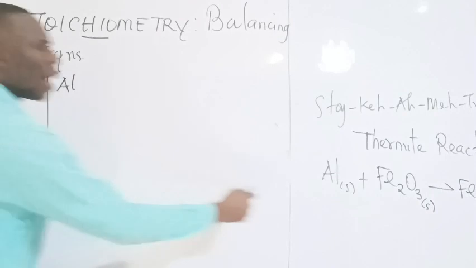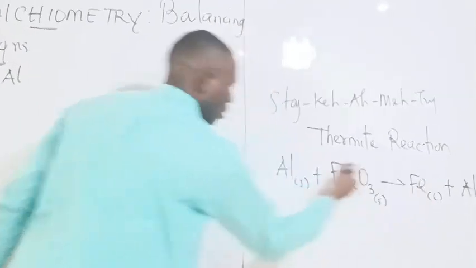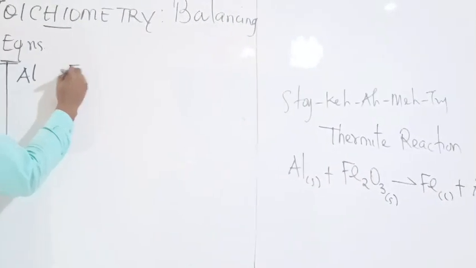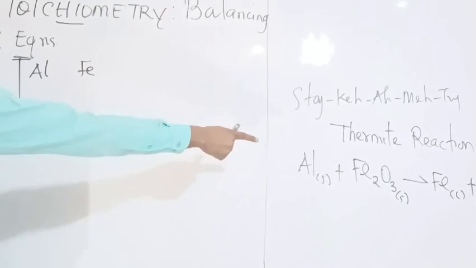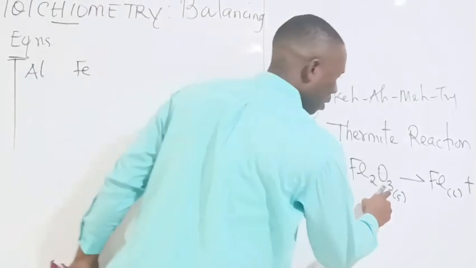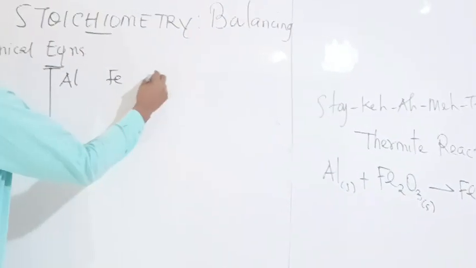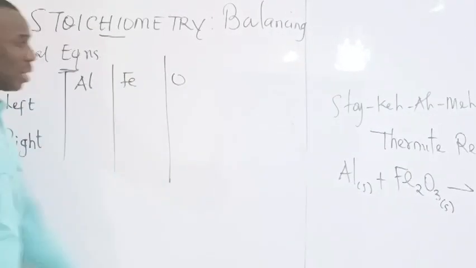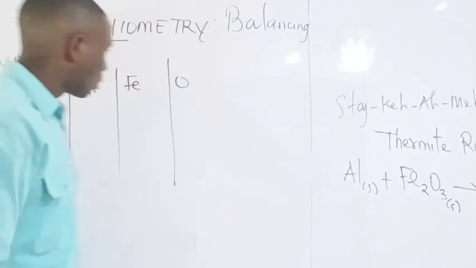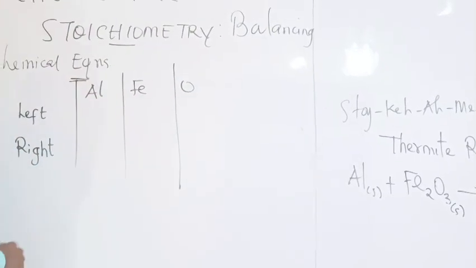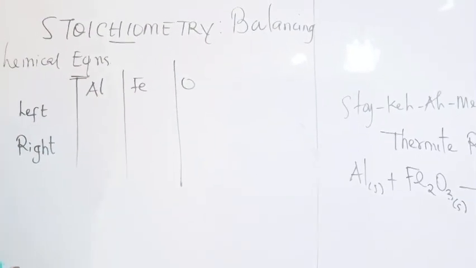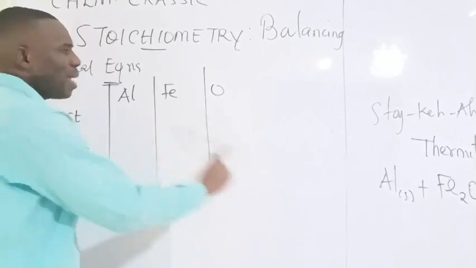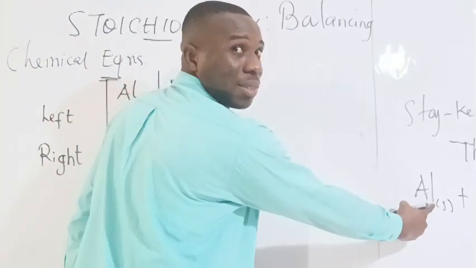You also find iron on the left and on the right. These are elements, so I have iron. And of course I see oxygen also here on the left and also on the right. So these are the three elements that are represented in this chemical reaction. So how do we get the job done? Pretty straightforward. Now you ask yourself, how many aluminum atoms do we have on the left side?